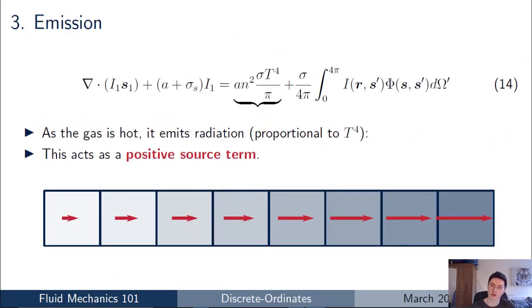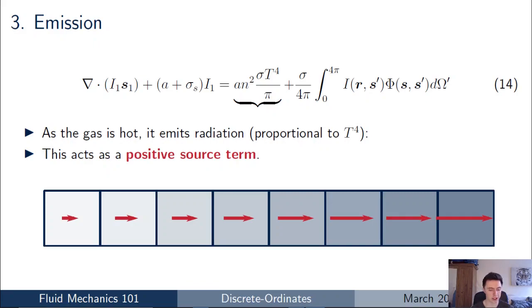Now this is also a source term on the right-hand side of the equation, but this time you can see that it's positive. And because the emission term is positive, that's a positive source term, and we're going to be generating radiation. And the reason we do that is because the gases are generally hot, and the hotter the gas is, the more it will emit radiation.